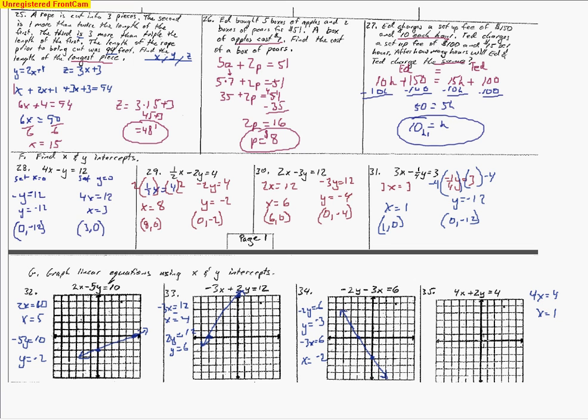So I go over 1 space, put the dot. Next one, 2y equals 4, so y is going to be 2. So up 2 spaces, put the dot there, and then draw the line between those points.